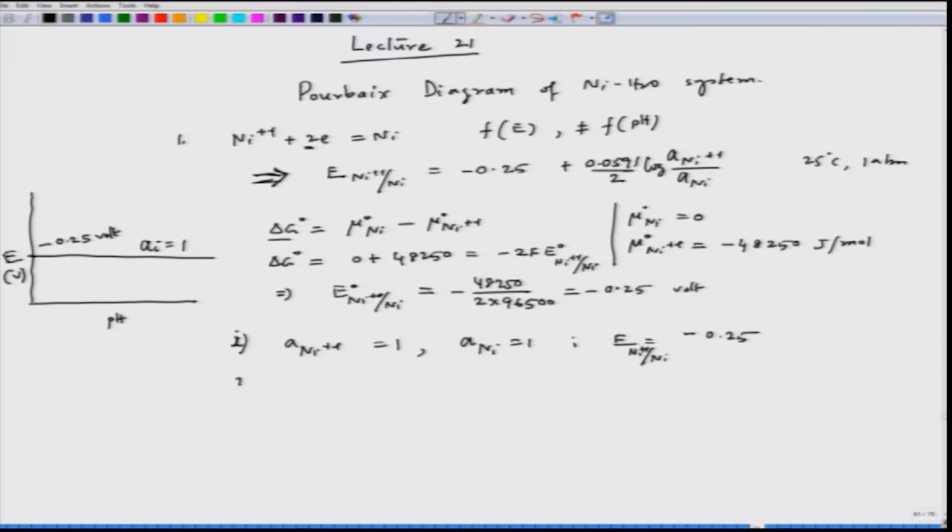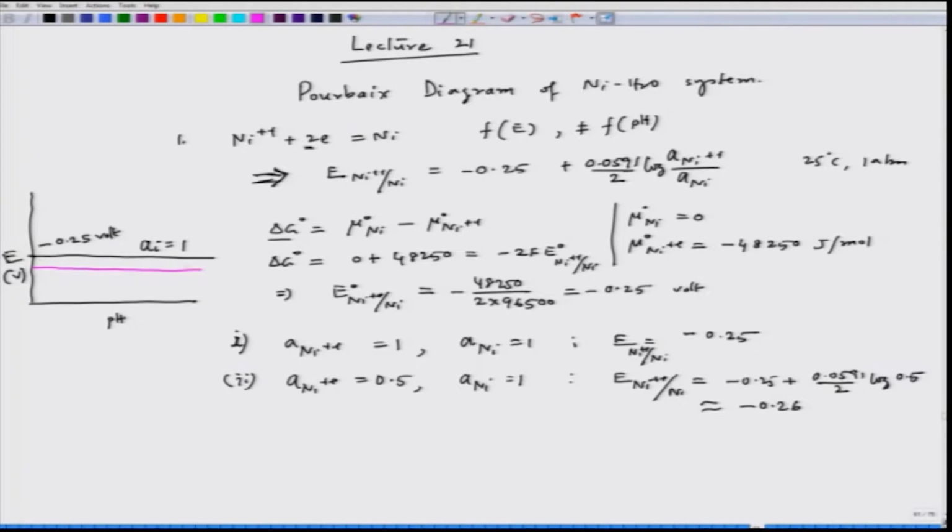Now, let us see what happens if we have the activity of Ni2+ equal to 0.5, and of course the activity of Ni equal to 1, since it is a pure solid. So E Ni2+/Ni becomes minus 0.25 plus 0.0591 by 2 log of 0.5, which eventually becomes minus 0.26. If I give it a color, this becomes my A2 equal to 0.5.